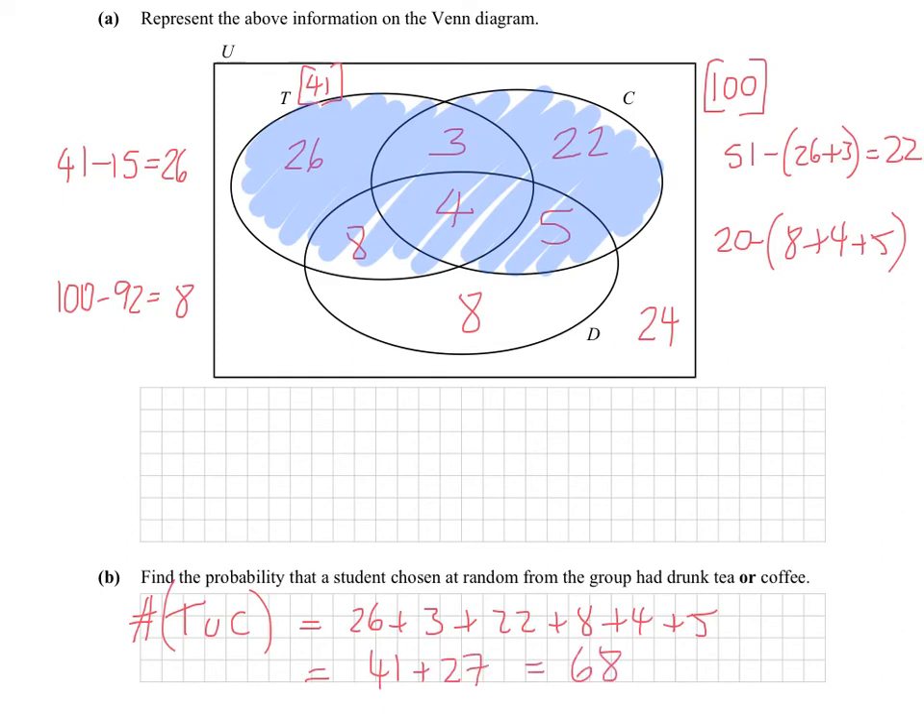Now that's the number, but we want the probability, so we have to divide that by the number of people in the universal set. As there's 100, our probability is 68 out of 100. That's 68%, 0.68, or you could write it as a fraction, in which case ideally you would reduce that fraction down.